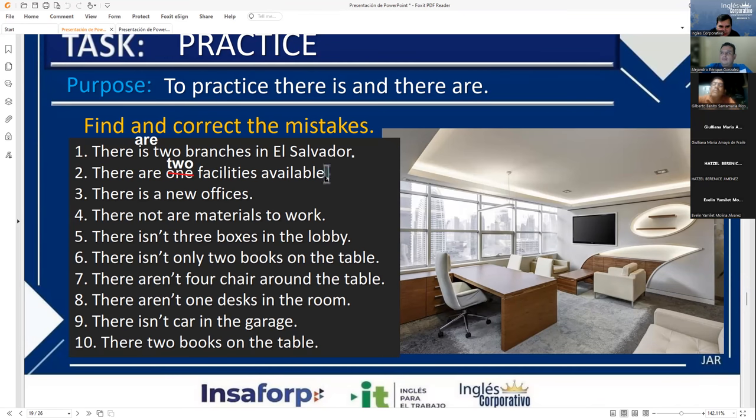Why is it easier? Because if we go for singular, we have to change facilities, we have to change are. It's easier if you only change the number. There are two facilities available. Okay, you can say 3, 4, 5, plural, right? So, number three.